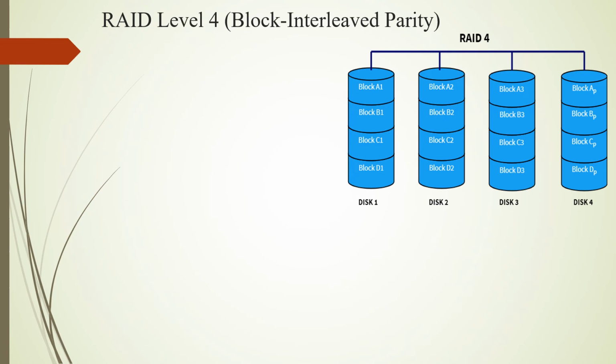Coming to RAID level 4, which is also called block interleaved parity. From the diagram, it is clear that there are a number of disks along with a disk dedicated to store the parity bits with respect to the block units of the disks. Independent data disks with a shared parity disk. You can find these are the independent data disks, whereas this is the shared parity disk.